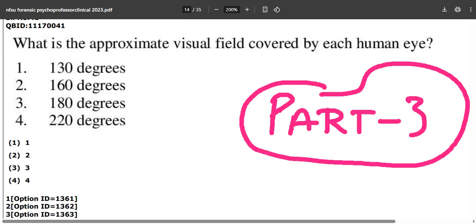Let's start part 3 with our common sense question. What is the approximate visual field covered by each human eye? Okay, 130 degrees, 160 degrees, 180 degrees, or 220 degrees.